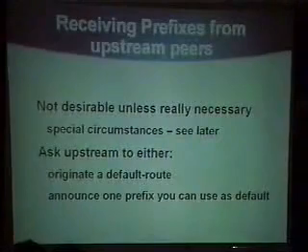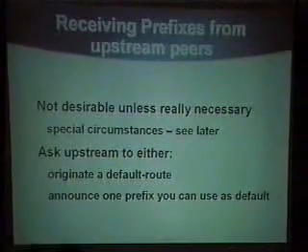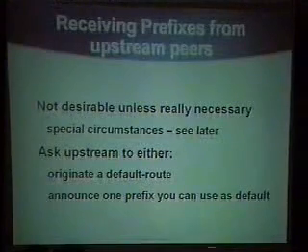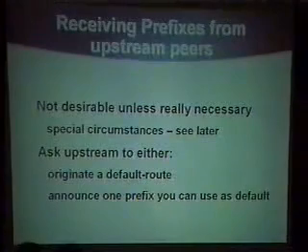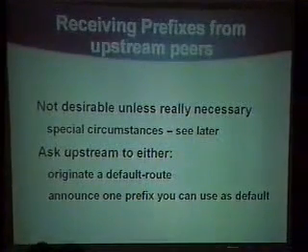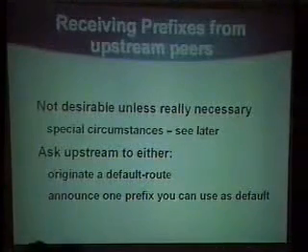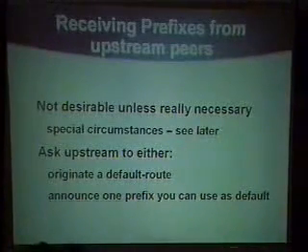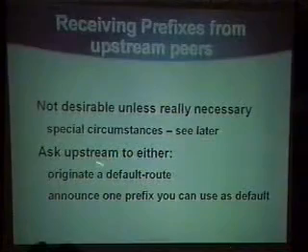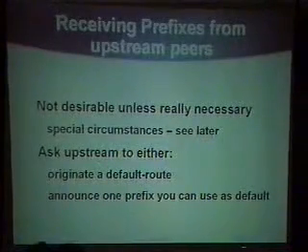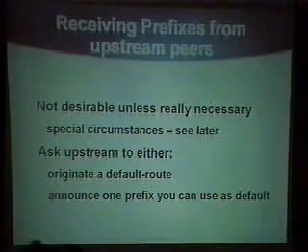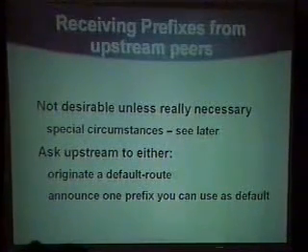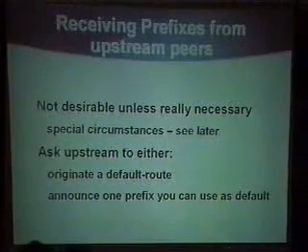Receiving prefixes from your upstreams. Well, it's not really desirable unless it's very, very necessary. Again, the special circumstances, multi-homing, which we'll cover a little bit later. And even then, what you receive from upstream, you should control quite tightly. It's much better to ask the upstream to either originate a default route, okay, send you the default route, or announce one or a few prefixes which you can use as a default route.